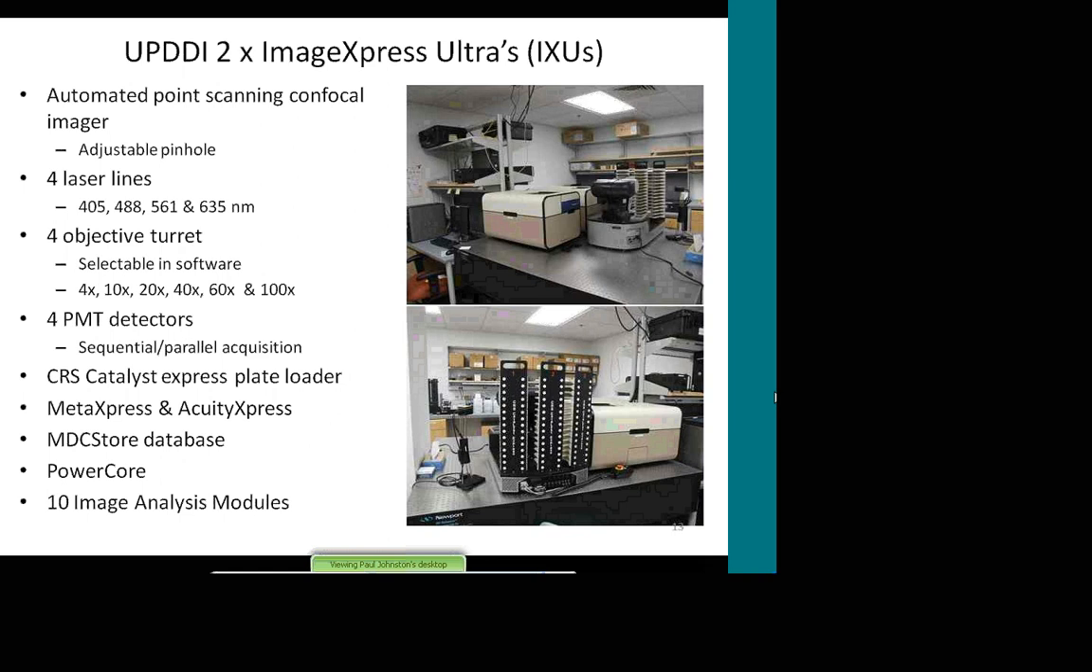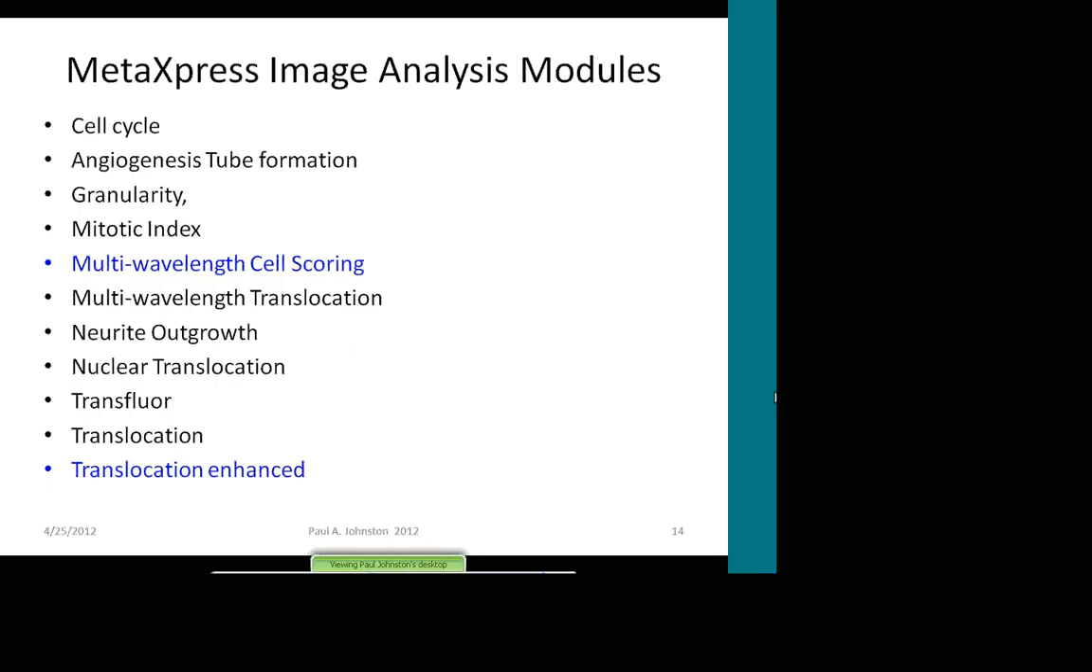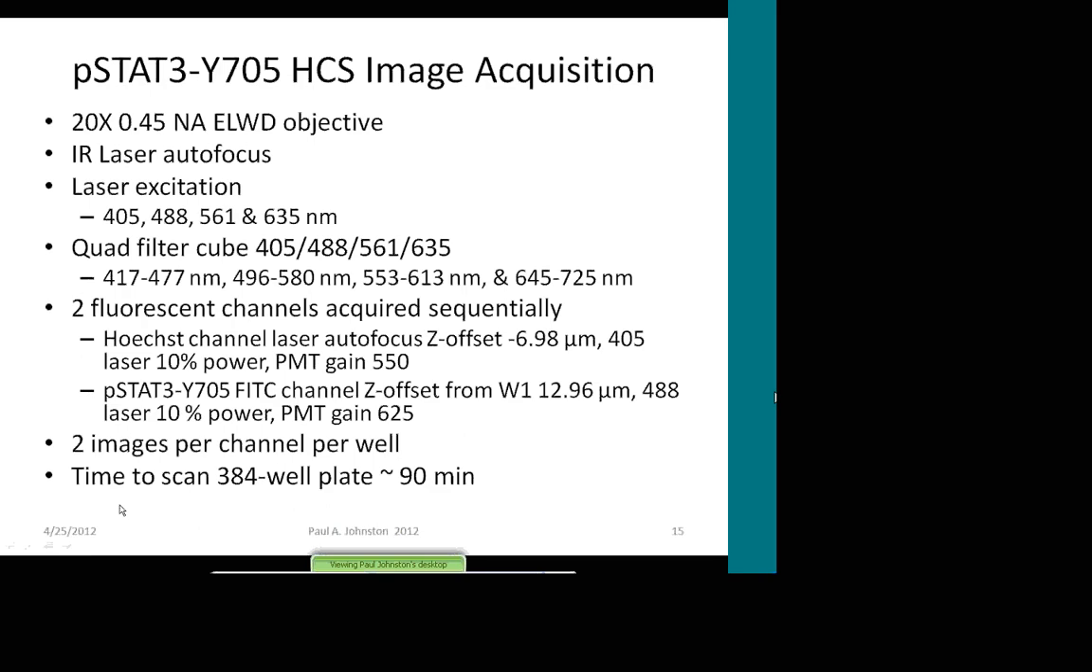We also purchased the PowerCore distributed computing for post-acquisition analysis to speed it up, and we have 10 image analysis modules. And actually, these are the image analysis modules that we have on hand. I'm really going to talk mostly about the translocation enhanced image analysis module and the multi-wavelength cell scoring towards the end. These are 2 image analysis modules that we use for the screen, the assay development and the screening.